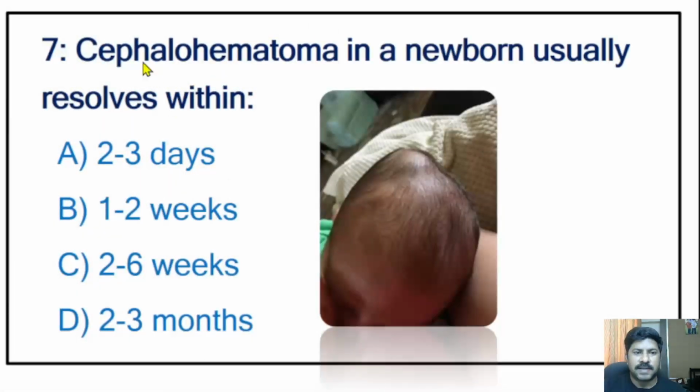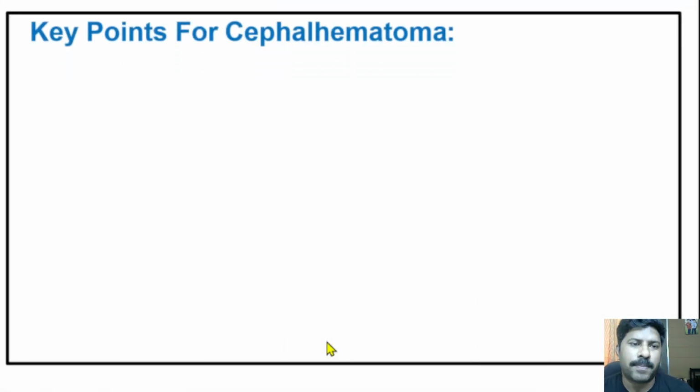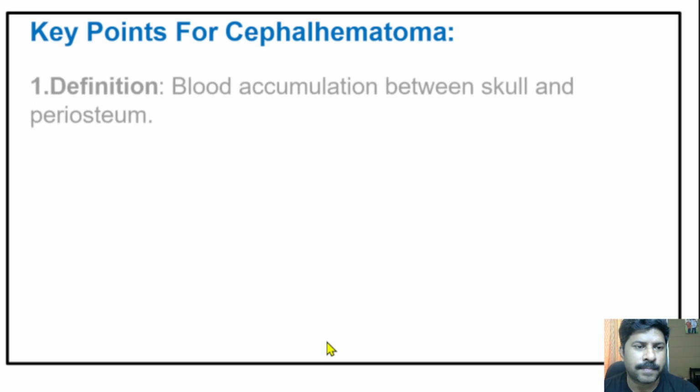Seventh question: cephalohematoma in a newborn usually resolves within 2 to 3 days, 1 to 2 weeks, 2 to 6 weeks, or 2 to 3 months. It usually resolves in 2 to 6 weeks. So what is cephalohematoma? I will explain some key points for cephalohematoma.